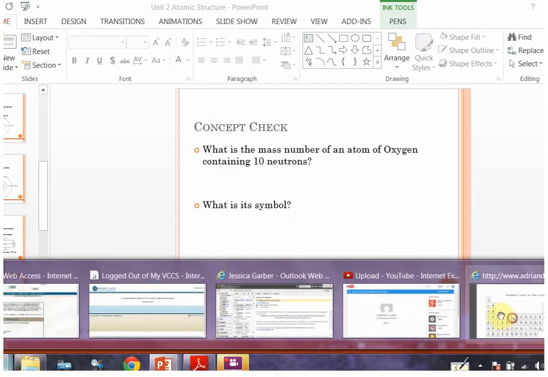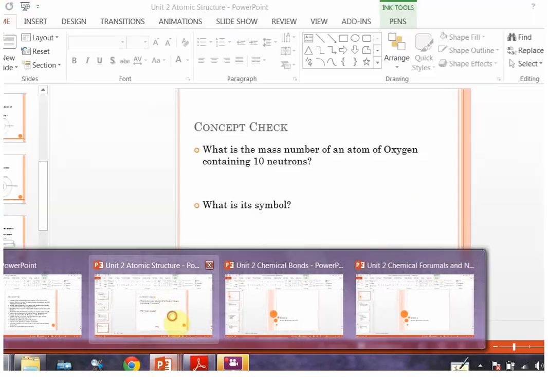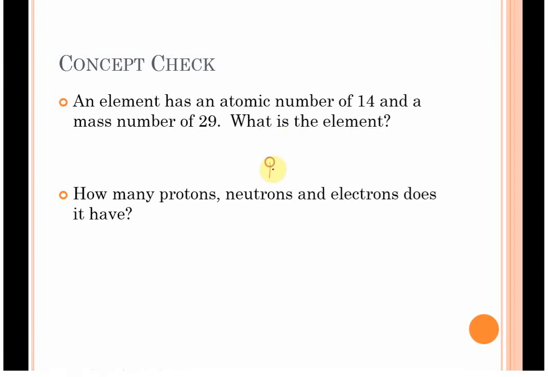If we look at the periodic table, number 14 is silicon. So we're going to go back. We know that 14 is silicon, and it has a mass number of 29. So we can write the symbol this way. We know that it's silicon because it has 14 protons. That alone tells us everything. Now, because its atomic number is 14, it gives us 14 protons.